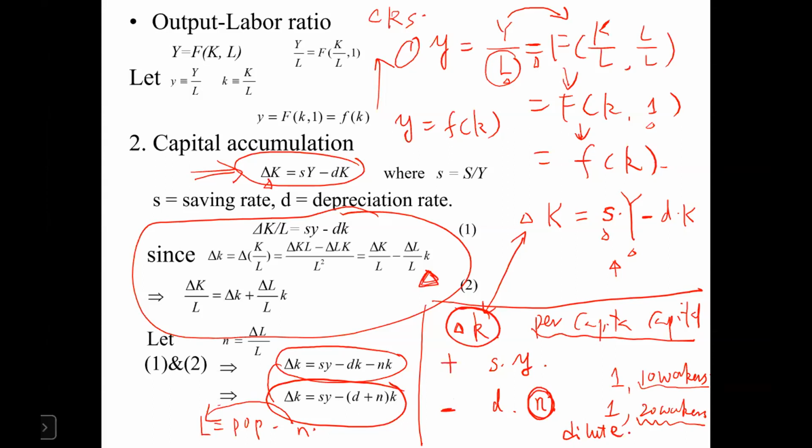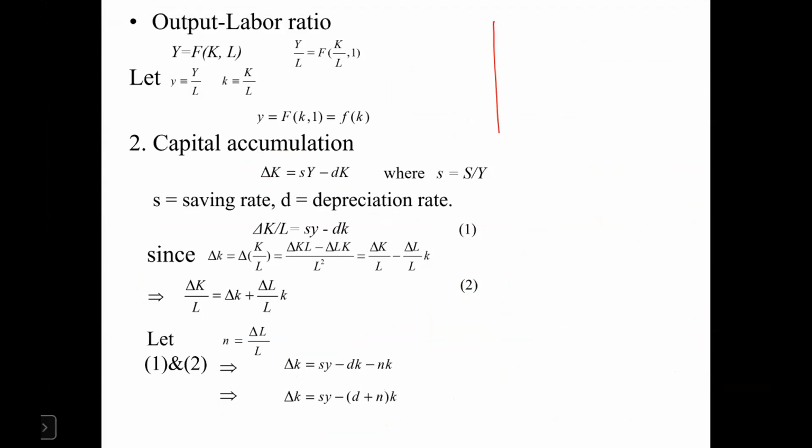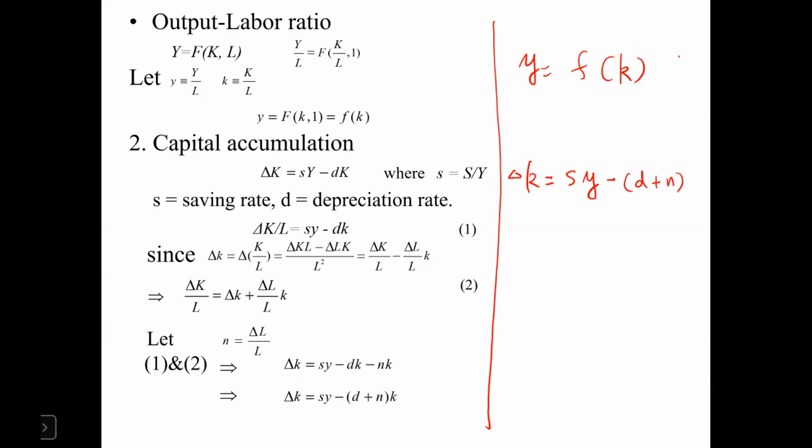Okay, so now let me erase everything to highlight what is important in this discussion. First, you have y equal to f(k). The other one is delta k equal to sy minus (delta plus n) times k. Right? So how do we understand it? y essentially tells us the level of economic growth, because y is GDP per capita.